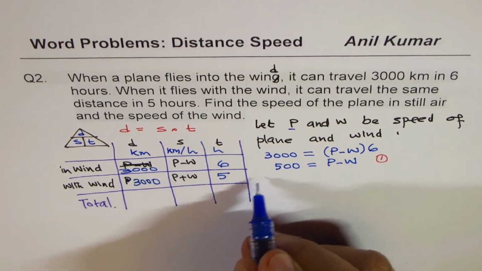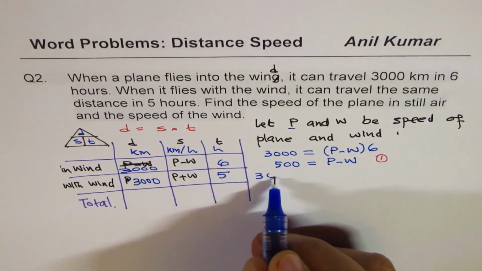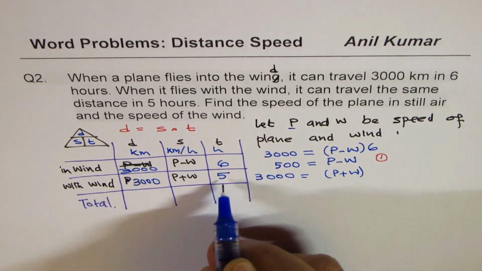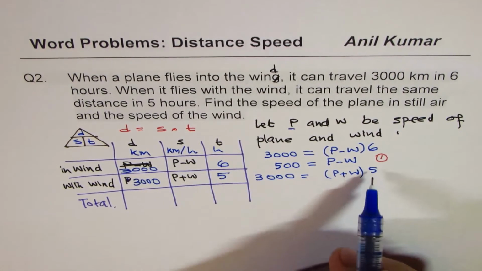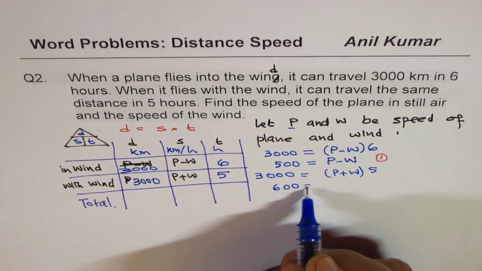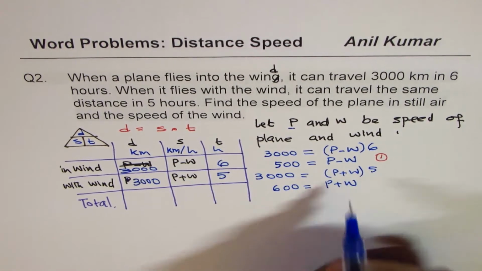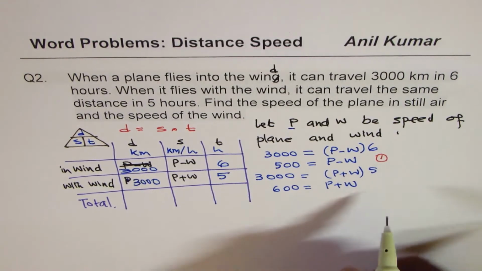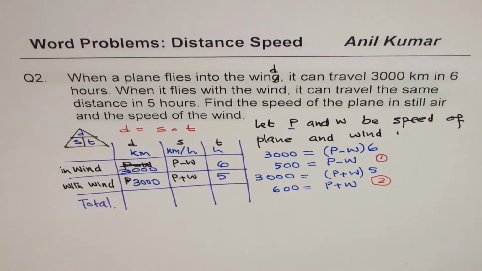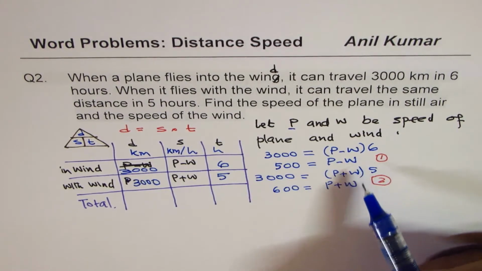Now the second equation comes from this statement, which is 3000 equals P plus W, time taken is 5. Dividing 3000 by 5, I get 600 equals P plus W. I will call this my equation number 2. Perfect. Now we have to find P and W.